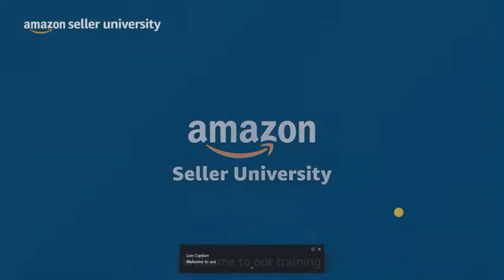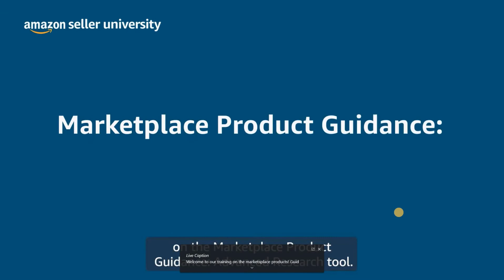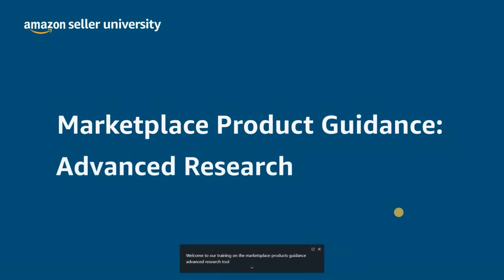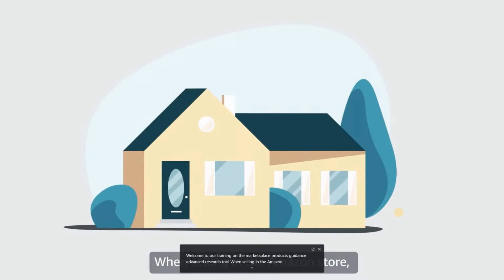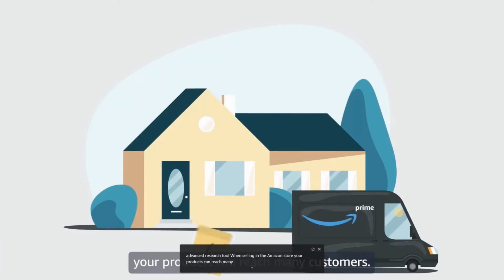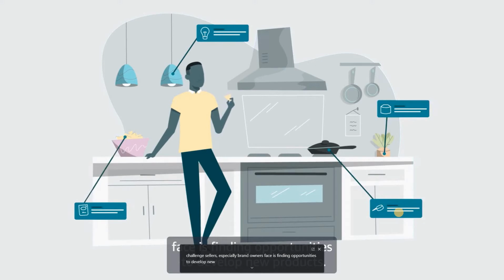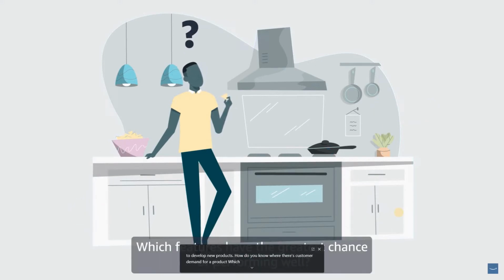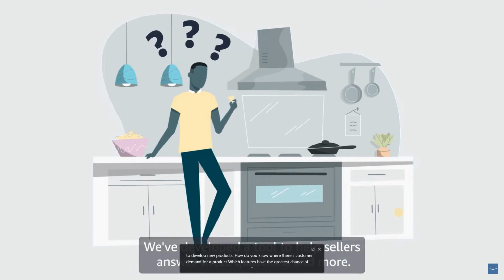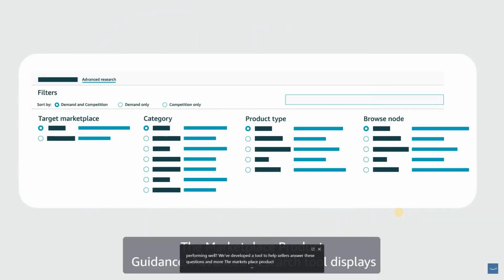Welcome to our training on the Marketplace Products Guidance Advanced Research Tool. When selling in the Amazon store, your products can reach many customers. However, one significant challenge sellers, especially brand owners, face is finding opportunities to develop new products. How do you know where there's customer demand for a product? Which features have the greatest chance of performing well? We've developed a tool to help sellers answer these questions and more.